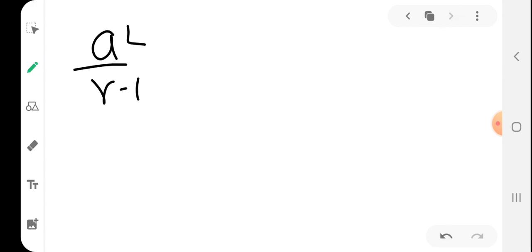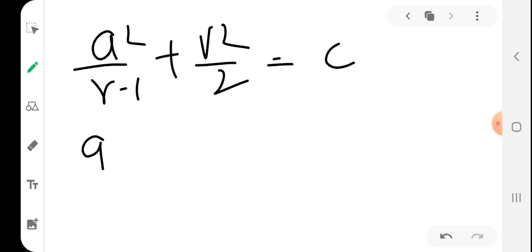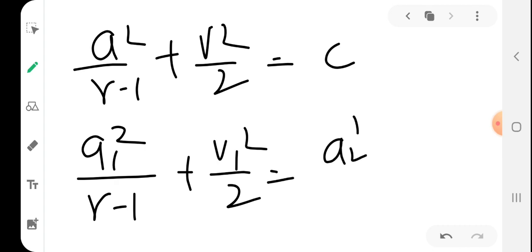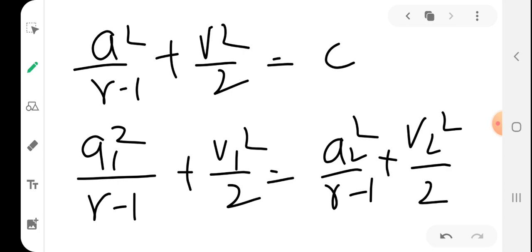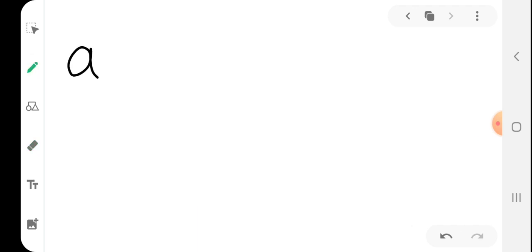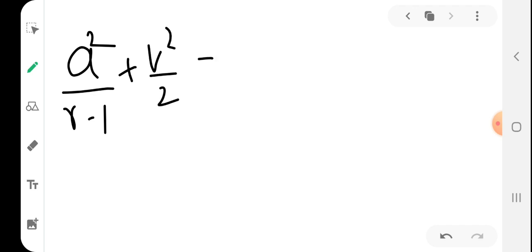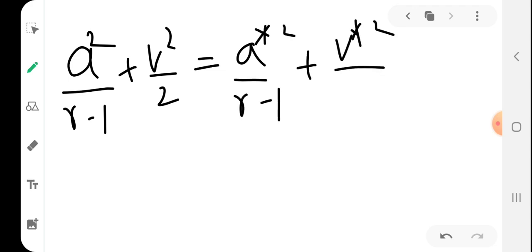So a square by gamma minus 1 plus v square by 2 is constant, right? So it can be written in another form: a1 square by gamma minus 1 plus v1 square by 2 equals a2 square by gamma minus 1 plus v2 square by 2, right? Or suppose the second section is the critical section. For the first section, without the subscript 1, you just write a square by gamma minus 1 plus v square by 2, which will be equal to a star square by gamma minus 1 plus v star square by 2, the same constant, right?